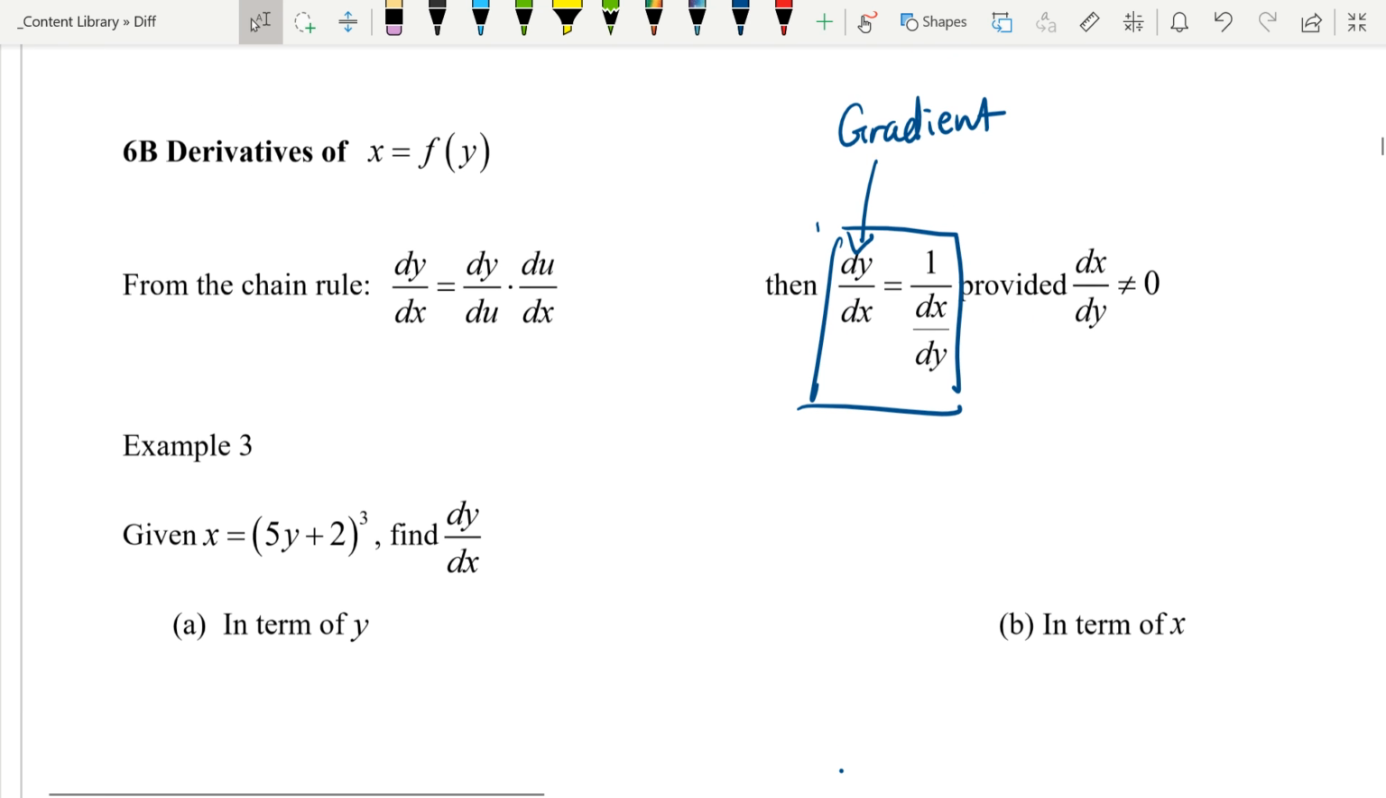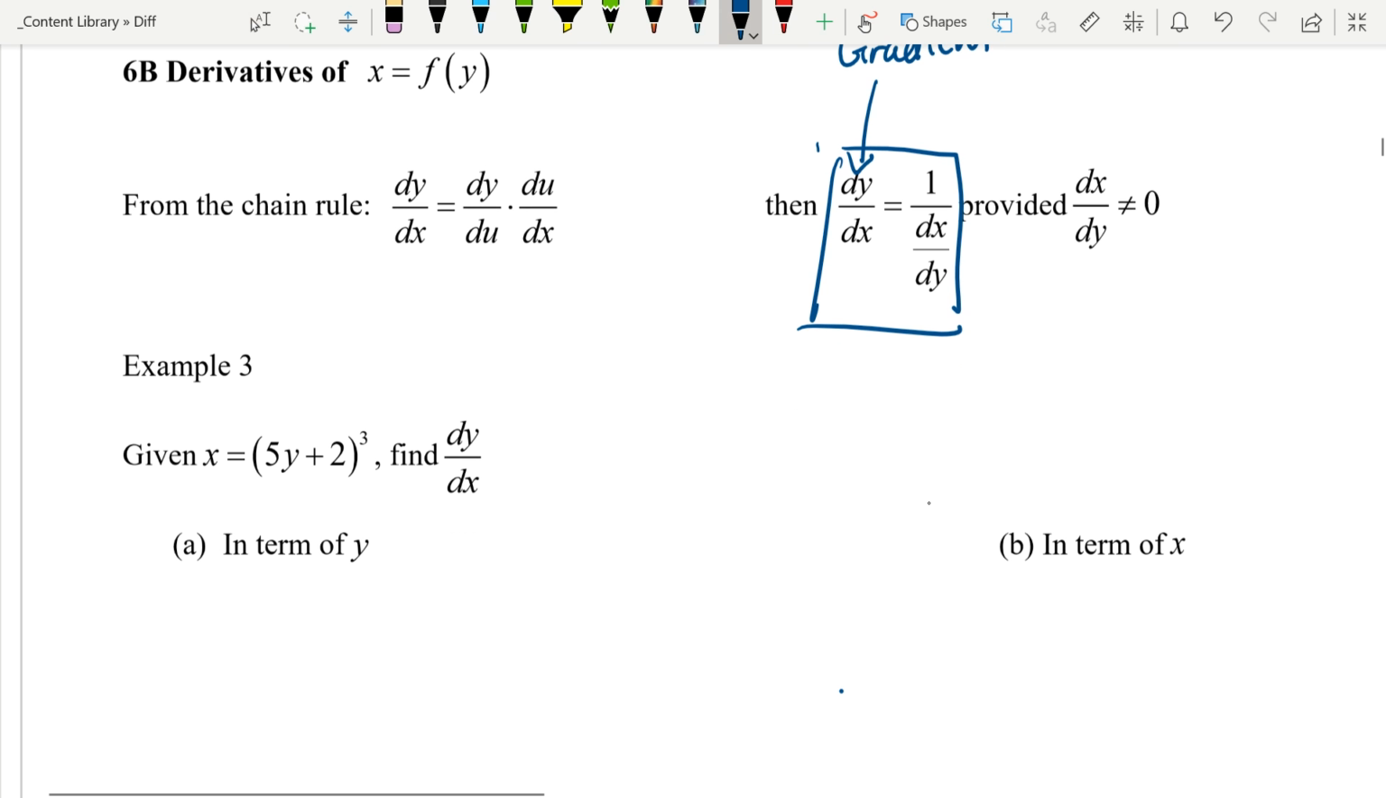You will have a second derivative as well. If you differentiate the first derivative again, that's the second derivative. This property only works for the first derivative, not the second. So d squared y over dx squared is not equal to 1 over d squared x over dy squared. That doesn't work.